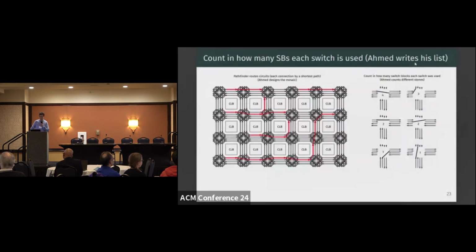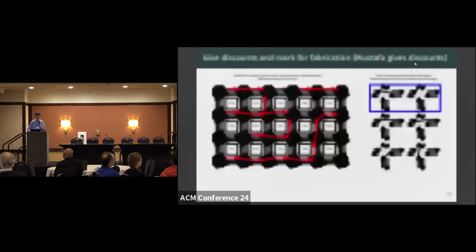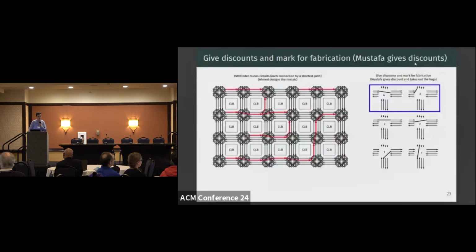Then after that, we simply go through all the switch blocks and count in how many switch blocks the particular kind of switch was used, and assemble a list very similar to Ahmed's specification, sorted in decreasing order of usage. And then we learn from Mustafa what we have to do. So we pick, for instance, the first two, and we say that these are going to be fabricated and hence are available to the router for free in the next iteration.